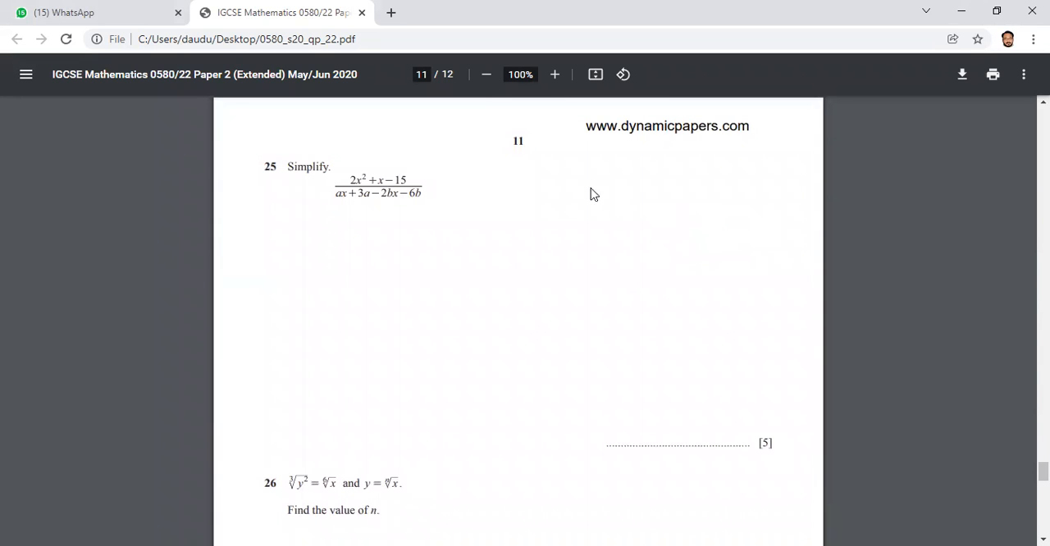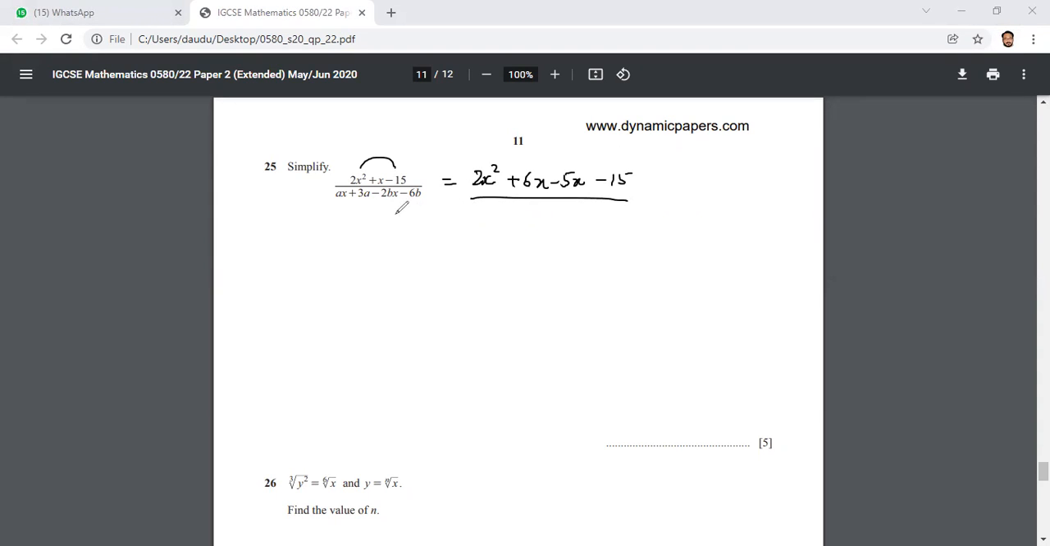This is simplified, so we can use the factorization concept here. So this is basically 2x squared. We can use the sum and product concept. So it is 30, and if we write 2x squared, we need two values to add and subtract to get x and multiply to get 30, and that gives us 6 and 5. So plus 6x minus 5x, that gives me 1x minus 15.